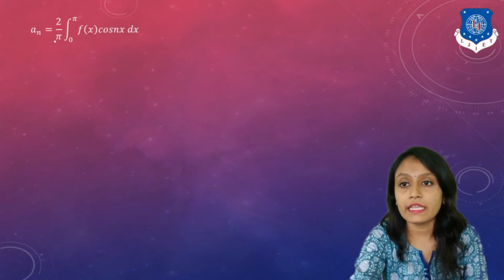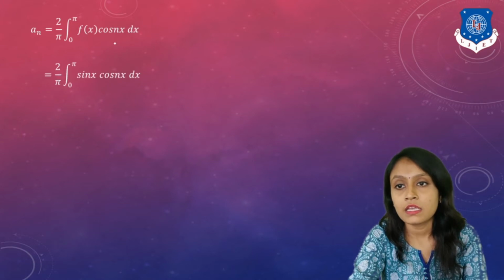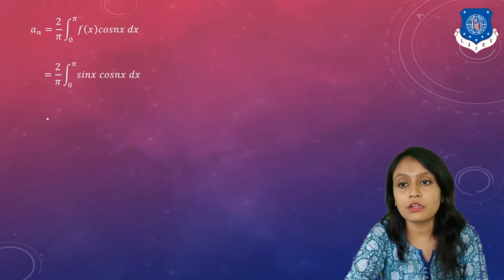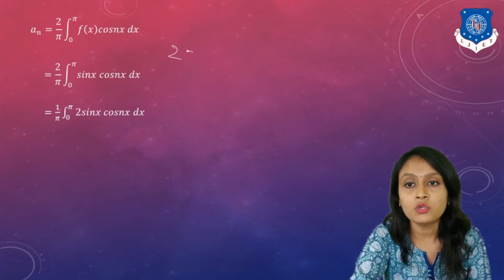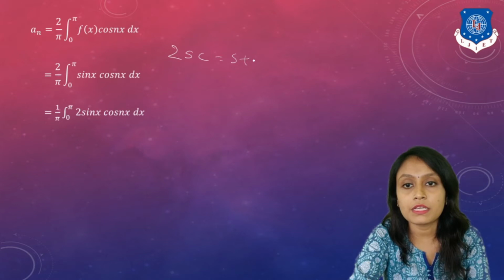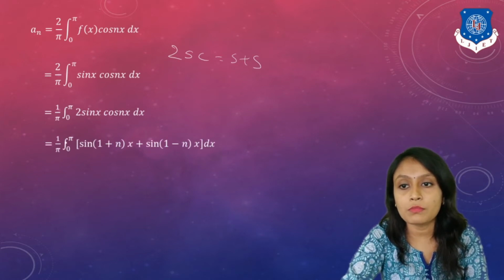Now let's find an. The formula to find an is 2 upon pi integration 0 to pi f(x) cos nx dx. So just substitute the value of the function, that is sin x. Now to solve this, bring this 2 inside. So here you will get the next term as 1 upon pi integration 0 to pi 2 sin x cos nx. Now to solve this integration, firstly we have to apply the formula of 2 sin A cos B, that is sin (A plus B) plus sin (A minus B). So just apply this formula, 1 upon pi as it is, sine plus sine.